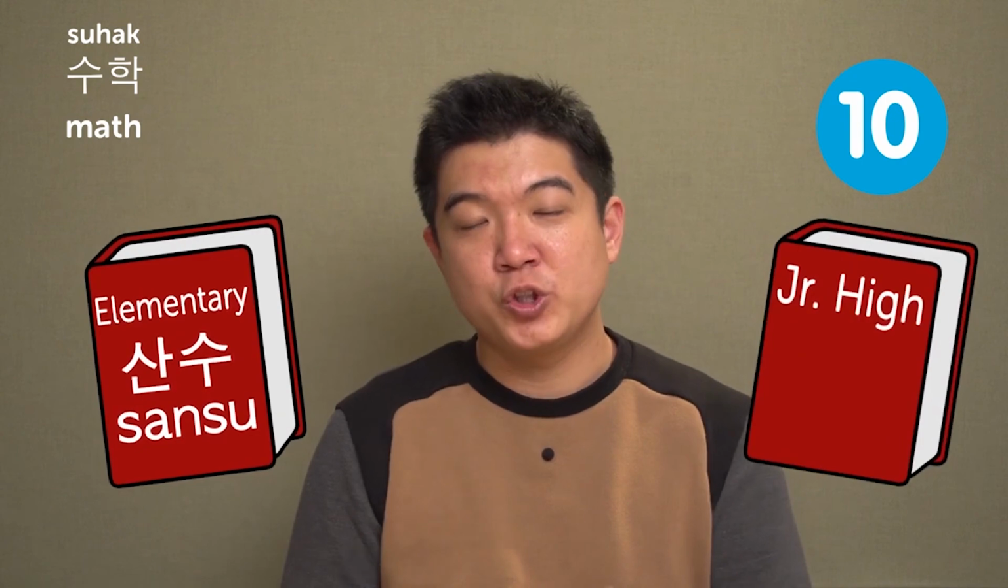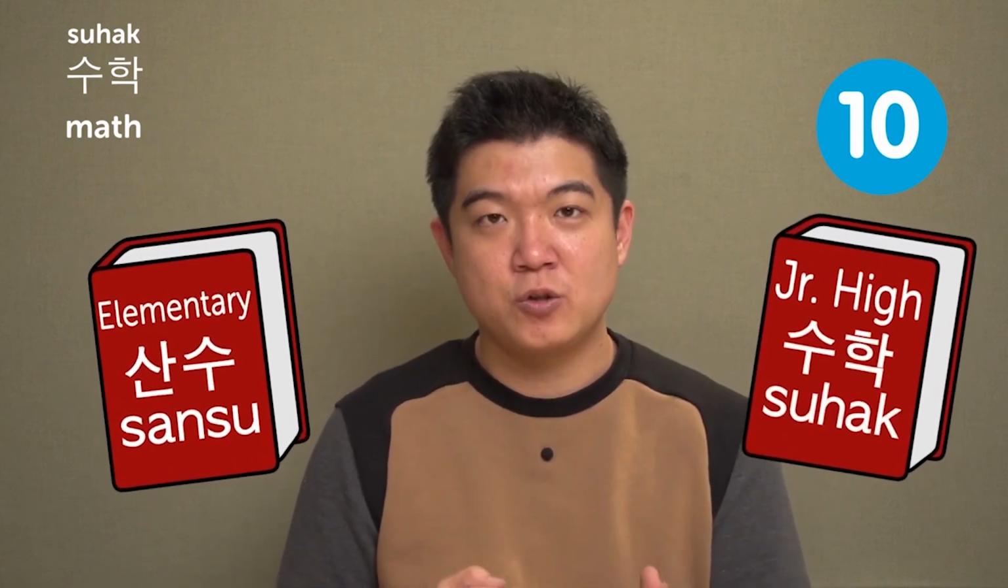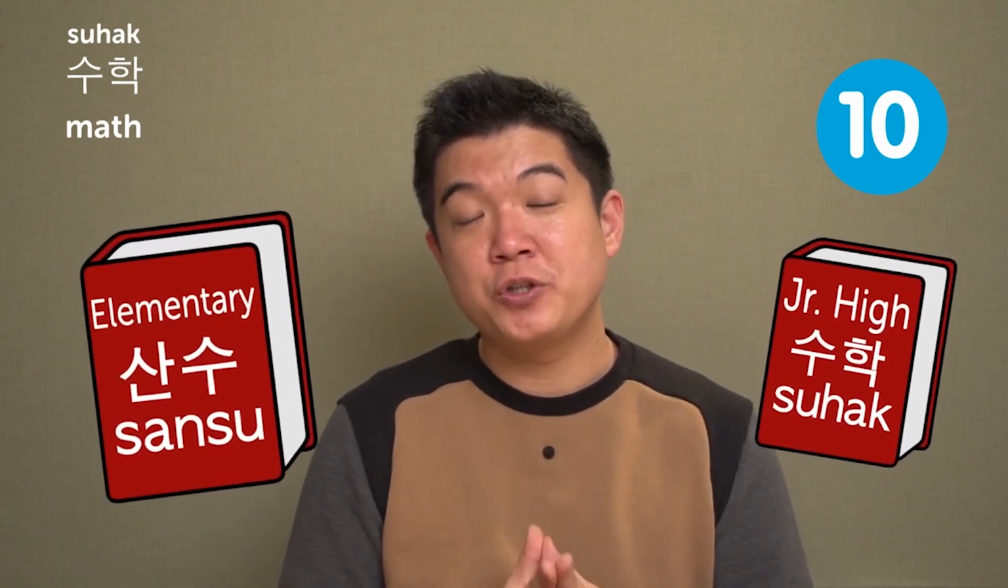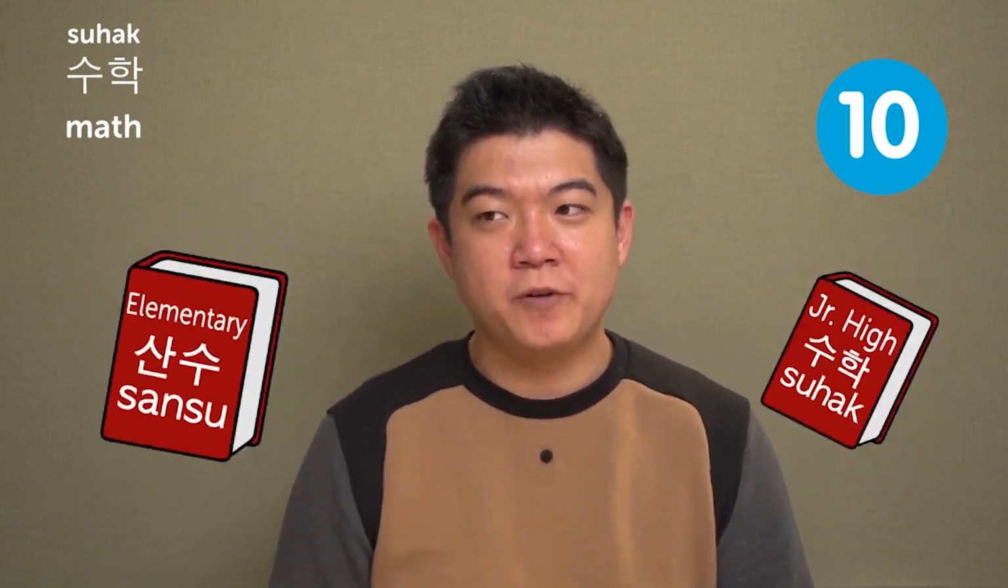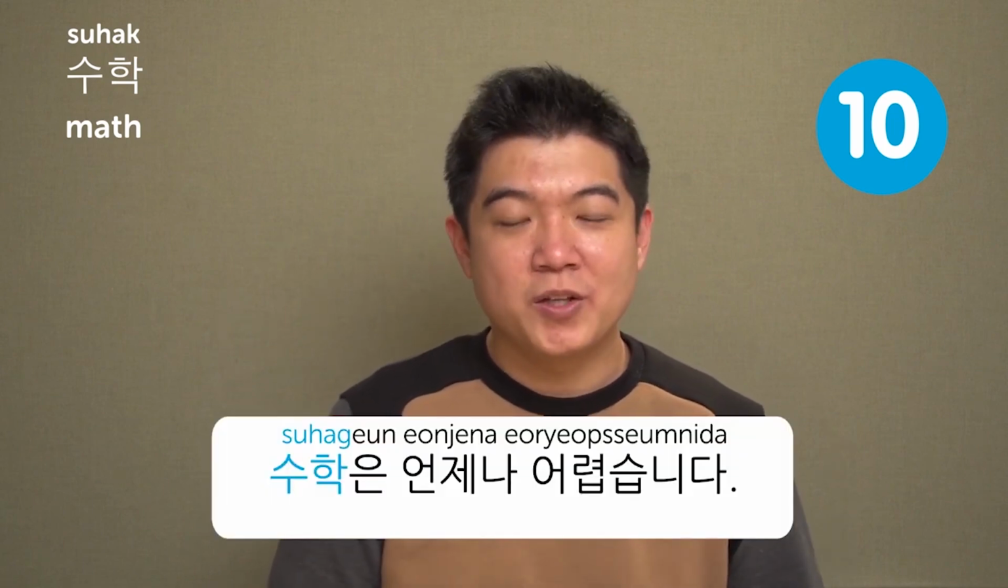수학, math. There are actually two words that mean math, 산수 and 수학. 수학 means math in general. 산수 sounds like simple math that you learn in elementary school. So when you see a textbook for elementary school students, it says 산수, but for junior high school students, it says 수학. So when you teach math to elementary school students, make sure you use the word 산수, not 수학. For example, you can say 수학은 언제나 어렵습니다.